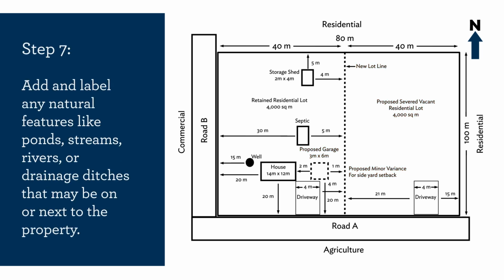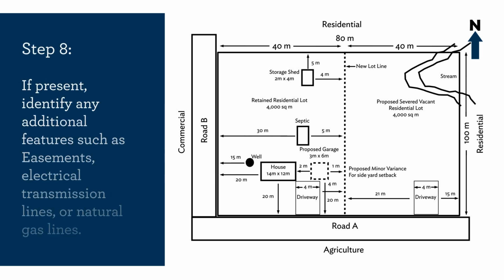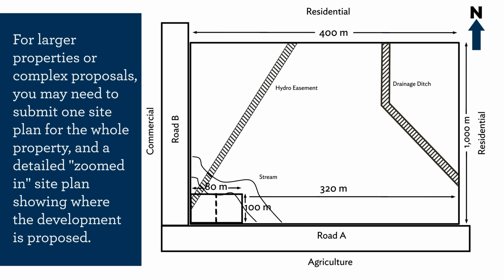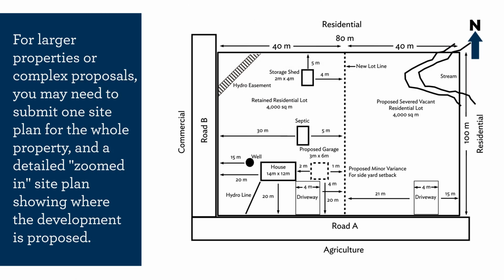Step 7. Draw and label the locations of natural features like ponds, lakes, wooded areas, drainage ditches, rivers or streams, and wetlands that may be on or next to the property. Step 8. Draw and label any elements like easements, electrical or gas lines on or adjacent to the property. For larger properties or complex proposals, you may need to submit one site plan for the whole property and a detailed, zoomed-in site plan showing where the development is proposed.